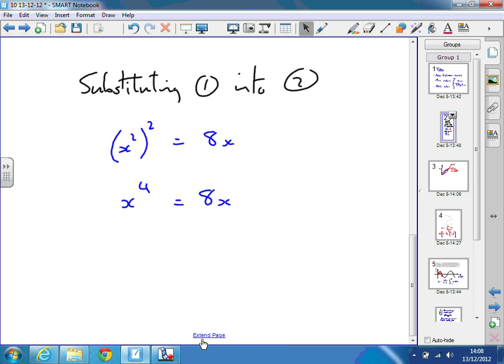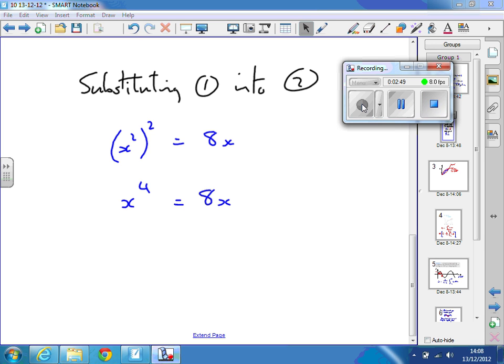Now, I'll wait till you get to that point, because the next point's important. At this point, you might be tempted to divide by x. But by dividing by x, you're actually ignoring one possible solution. You're getting rid of a possible solution by dividing by x. If you divide both sides by the unknown, that often leads to that error.